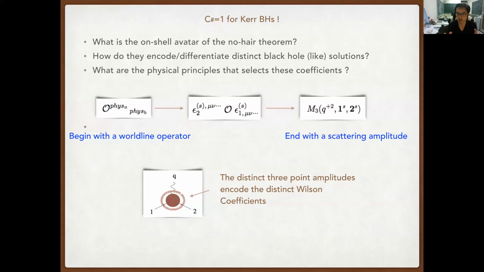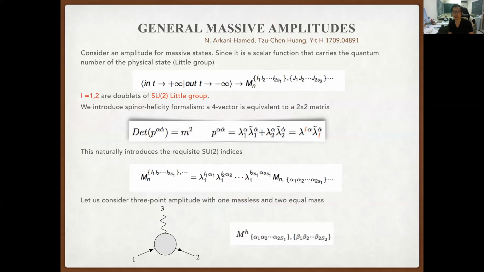So the possible 3-point scattering amplitude now encodes all the possible distinct Wilson coefficients. Since we're talking about massive scattering amplitudes, they naturally transform under the irreducible representations of the SU(2) massive little group. And so we would like to have a formalism that manifests this feature. And of course, since now p squared is no longer 0, we have that ready for us. The p is now a rank 2, 2x2 matrix, so it has 2 eigenvectors. These 2 eigenvectors now form a doublet under this SU(2).